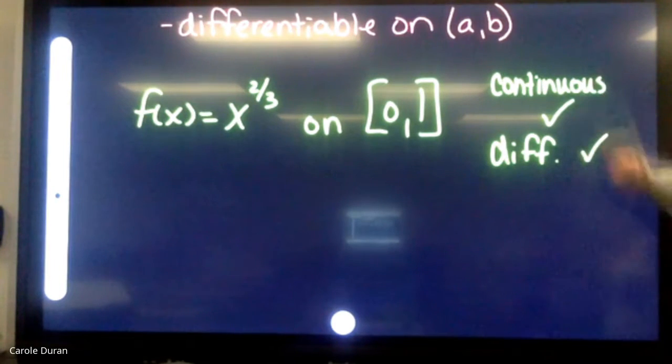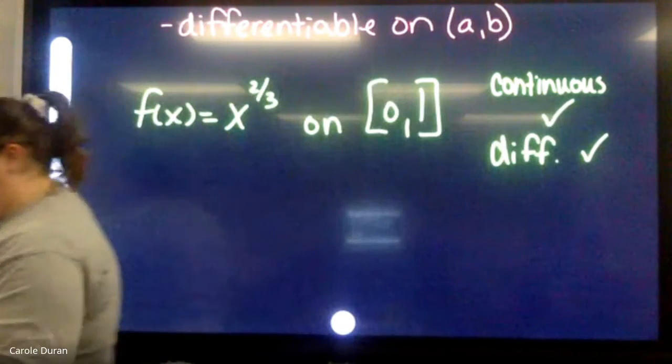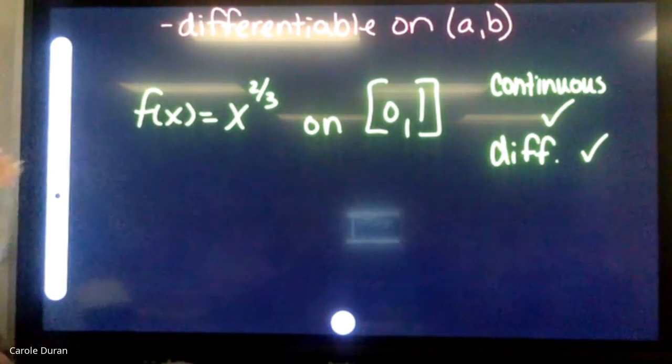So we verified that it is continuous and that it is differentiable, which means I can apply mean value theorem here. I don't know what the C value is that I'm going to be looking for, so that's what I'm solving for in the end. So I set up, yes dear.